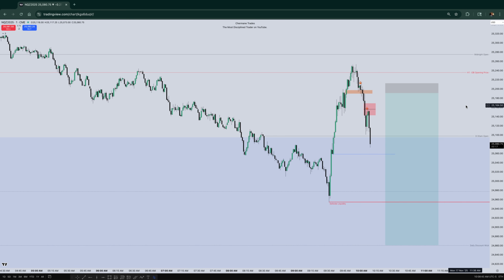Dollar index looking very bullish, very strong. Dow rotating lower, S&P rotating lower. Euro dollar looking heavy, so the symmetry is perfect.